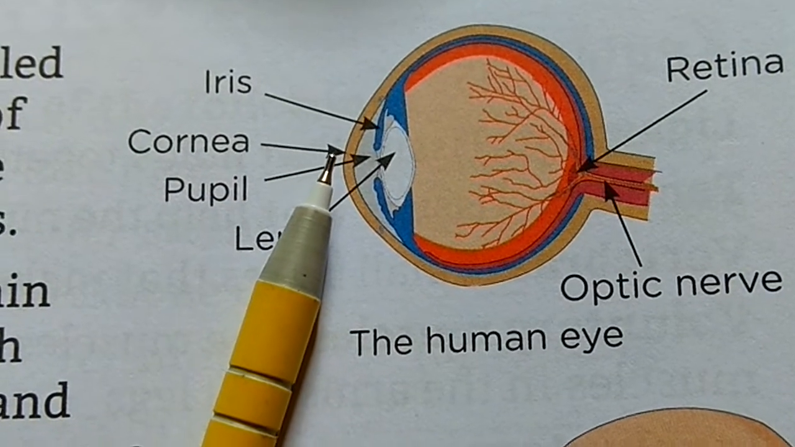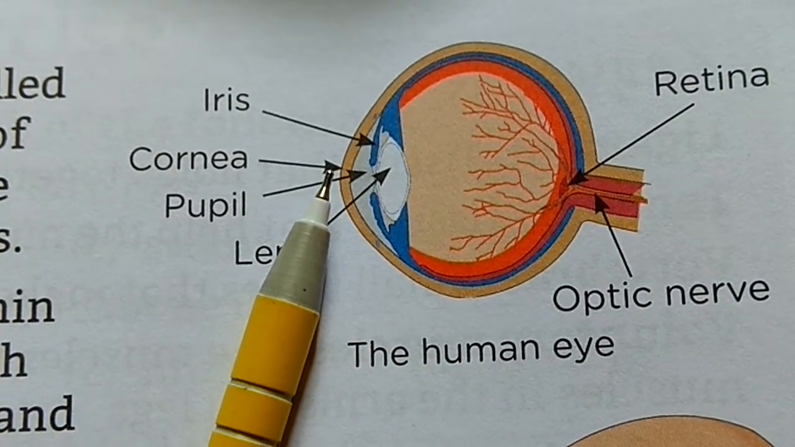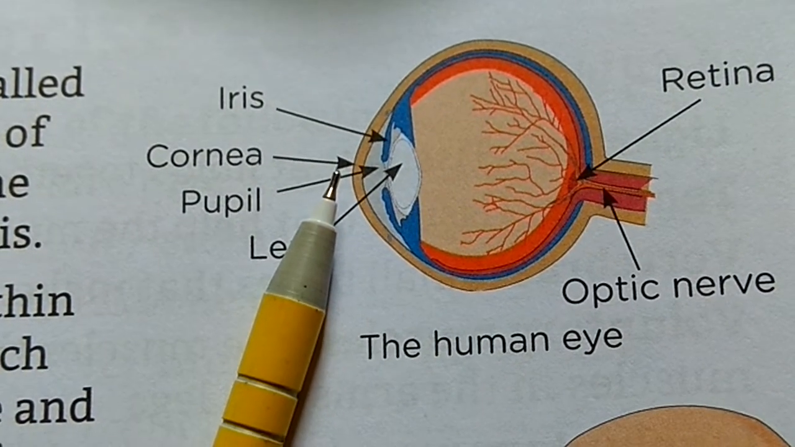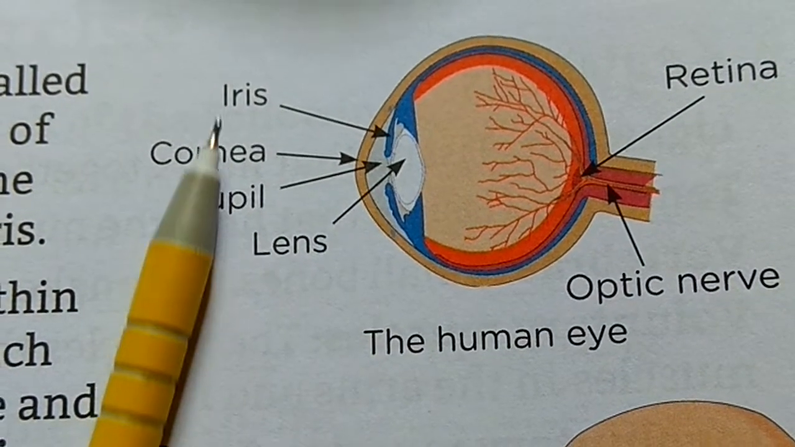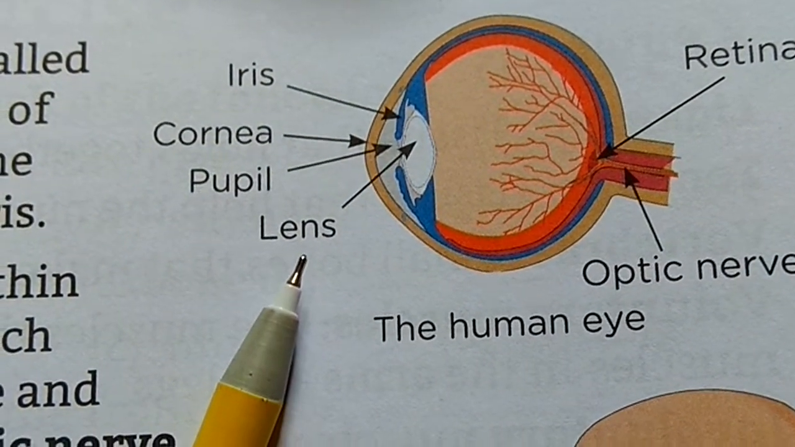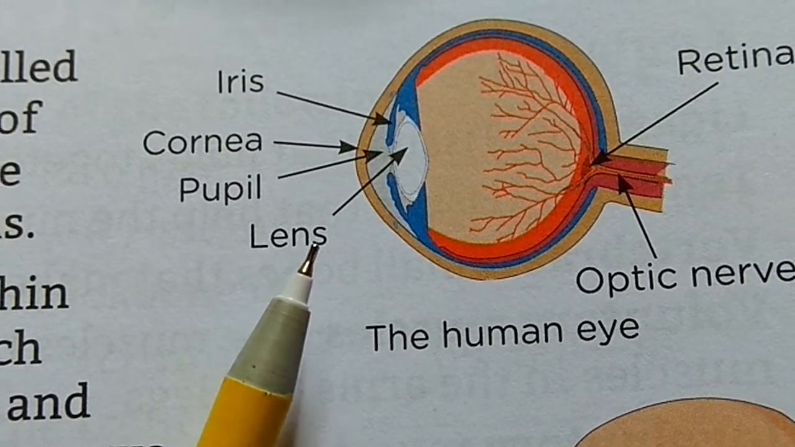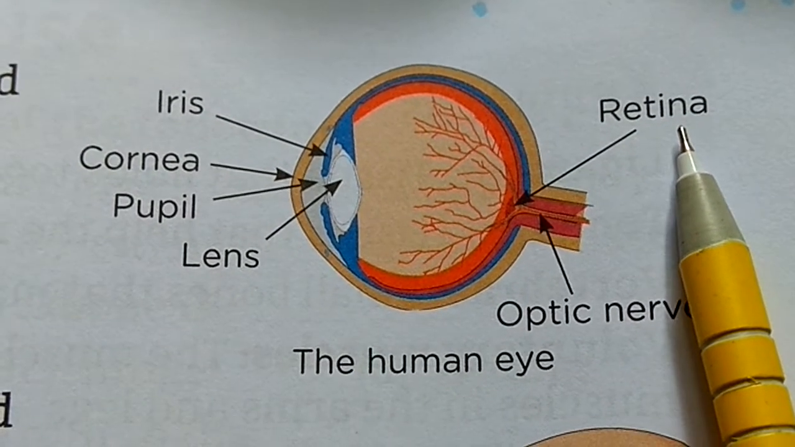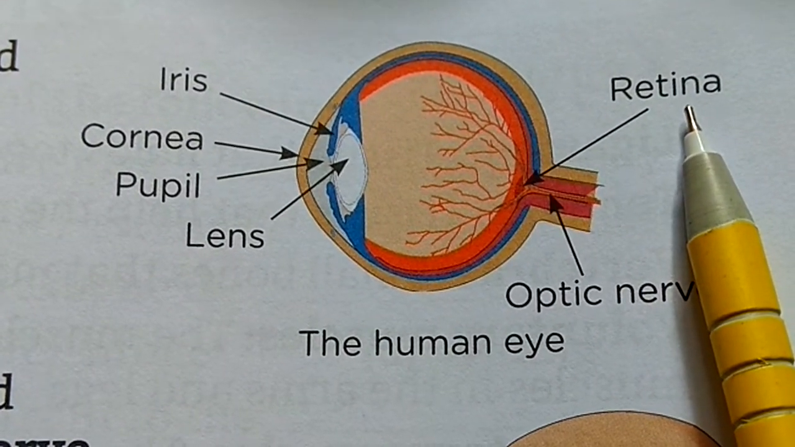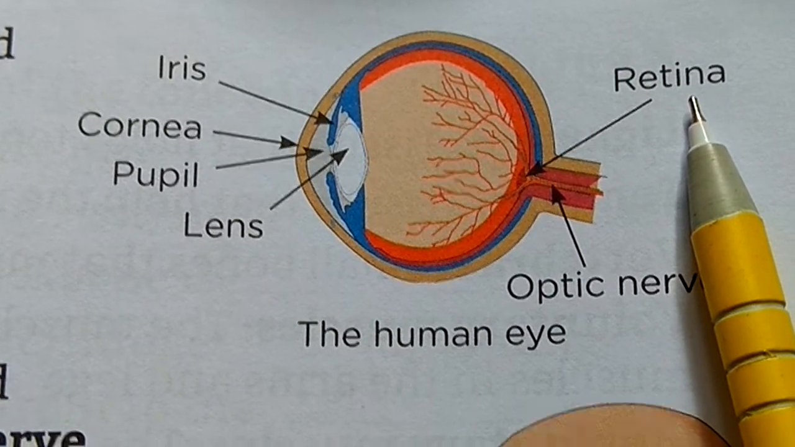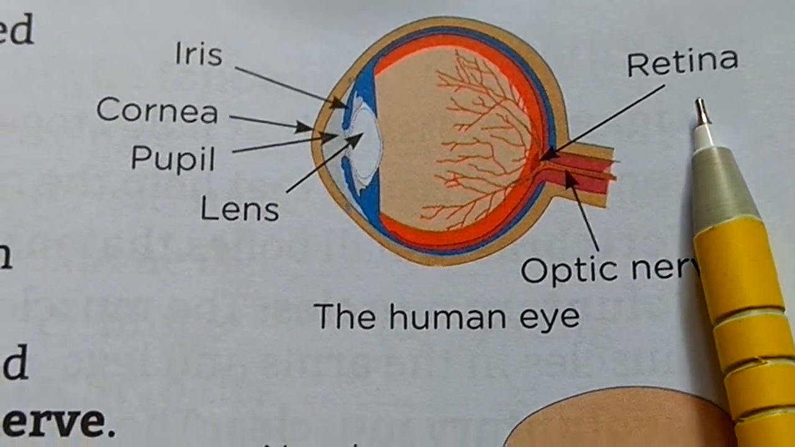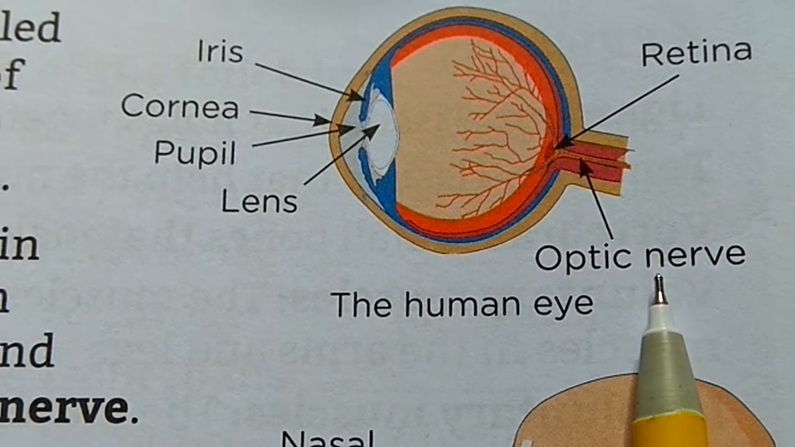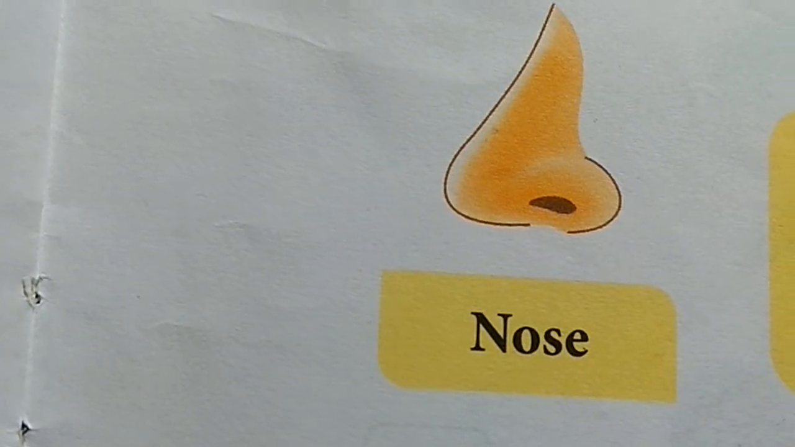So this dome-shaped structure is known as the cornea, which covers the front portion of the eye, and it protects the pupil and the iris. And the lens which you are seeing here is present behind the iris. Next children, you can see here retina, which is the inner part of our eye, and it has a very thin layer of tissues which captures the light that enters the eye and sends it to the brain through this optic nerve.